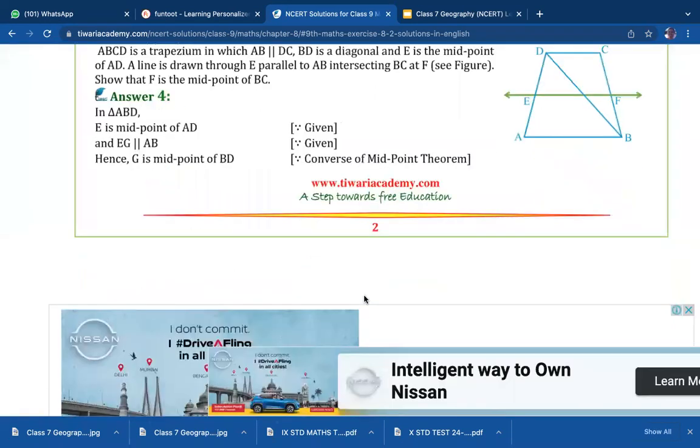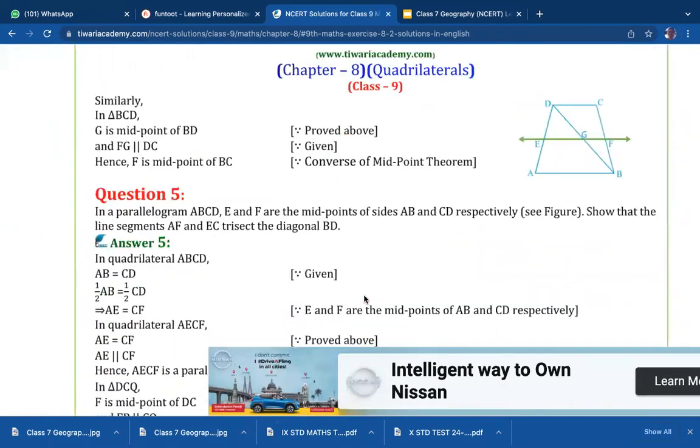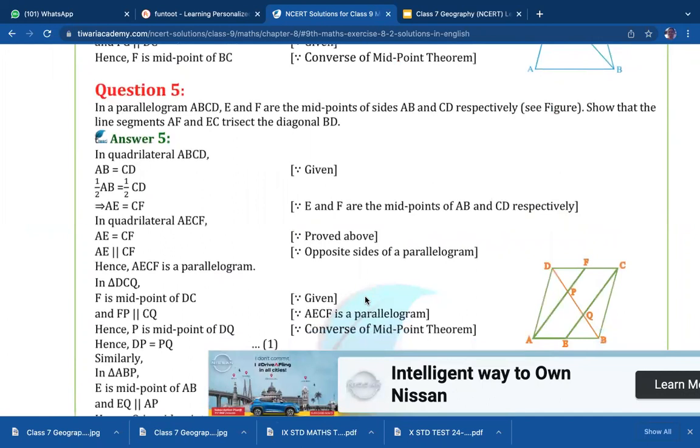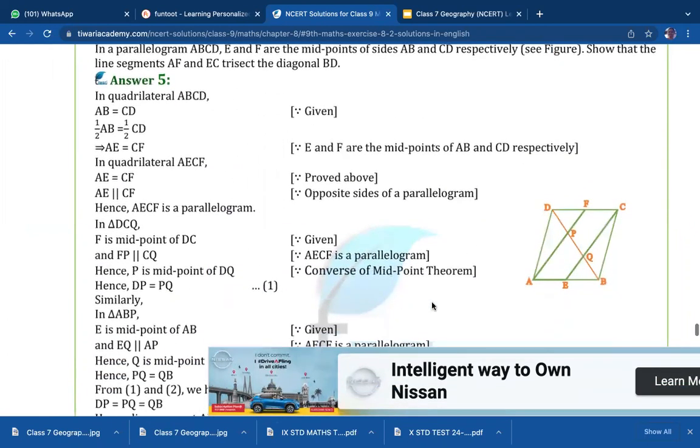Let me go to the 5th question. Let me read the question first. In a parallelogram ABCD, E and F are the midpoints of sides AB and CD. Show that the line segments AF and EC, join this and this, they are not diagonals, remember they are not diagonals.